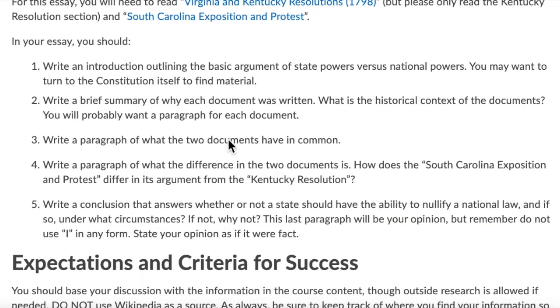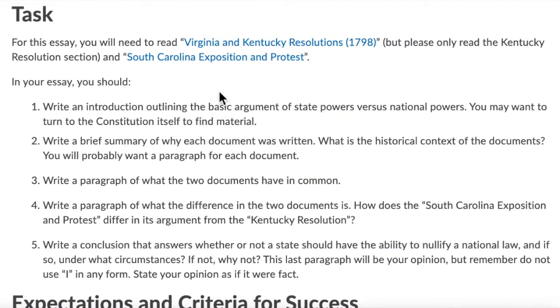Write a paragraph of what the two documents have in common. As I said, there are certain things in common, and they stand out very clearly, but what doesn't stand out so clearly, perhaps, is the reasons why they were written. And that's where you have to read your textbook and understand the two different time periods.